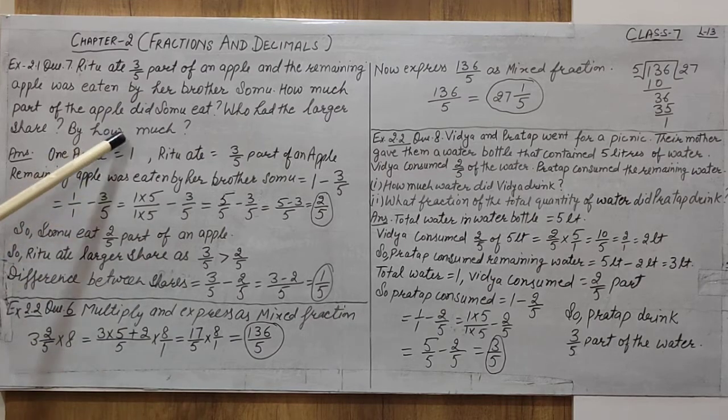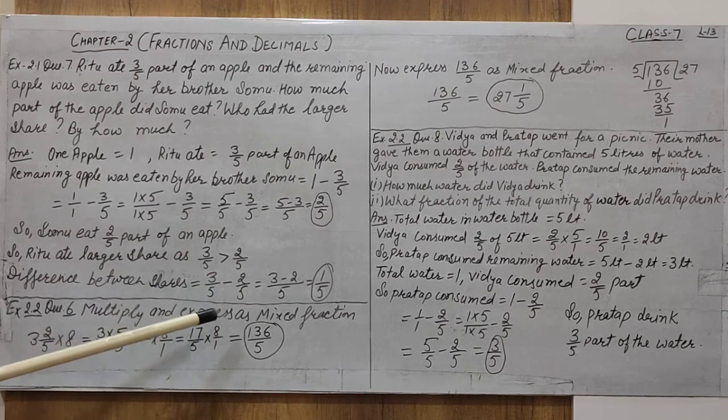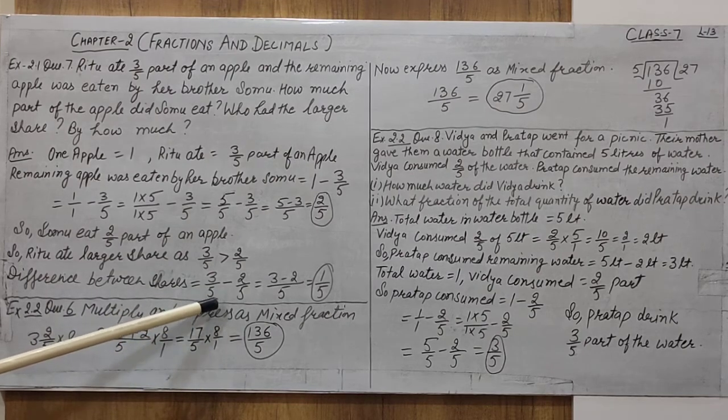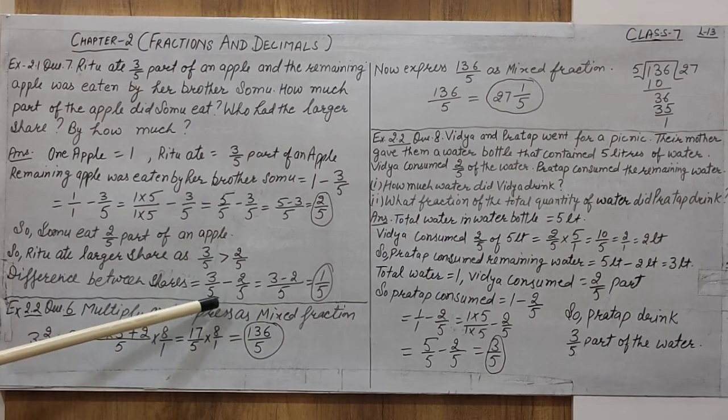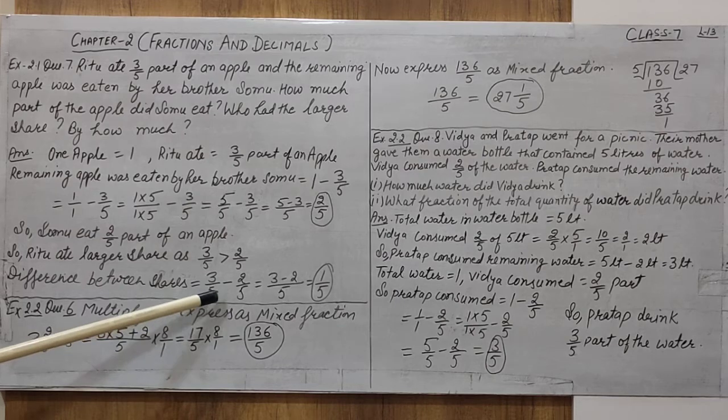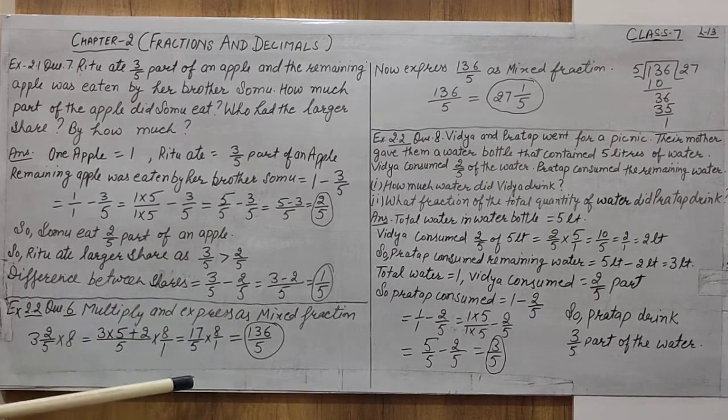So the difference between the shares is, as Ritu ate larger, 3 by 5 minus 2 by 5 is written. Because Somu's share is less and Ritu's share is greater. So from the greater number, subtract the smaller number.